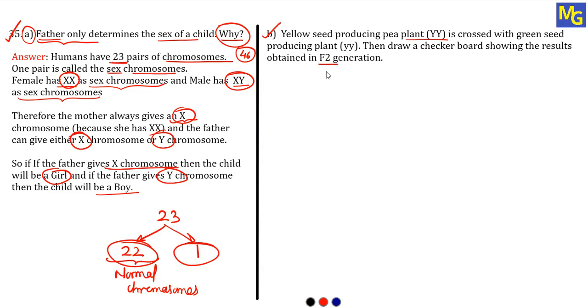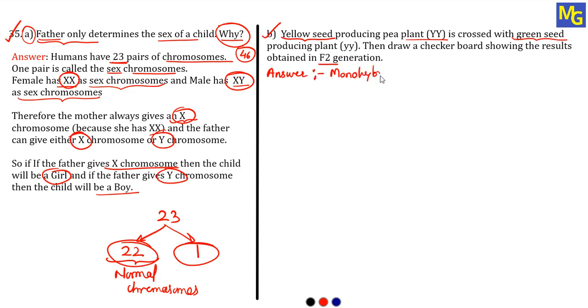So here they have given only one trait, that is color of the seed. You can see here we have two plants. One plant is giving yellow seeds and the another plant is giving green seeds. So only one trait is given. Therefore, this is a monohybrid cross. So I'll write it first. Answer, it is monohybrid cross.